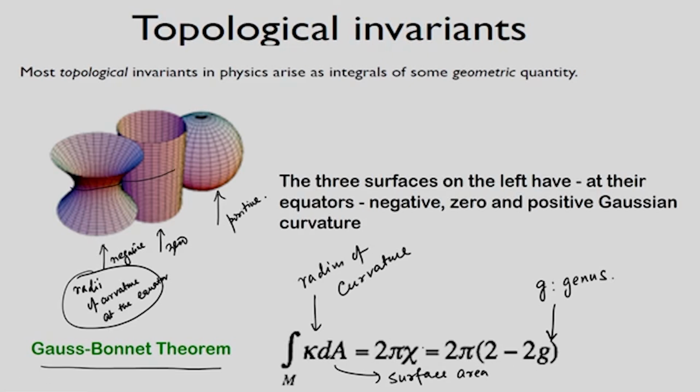So, it can be very easily verified, because for a sphere there is no genus, the genus is 0. So, if the second term is 0, the integral is equal to 4 pi, which is a known result which you all know. Okay.